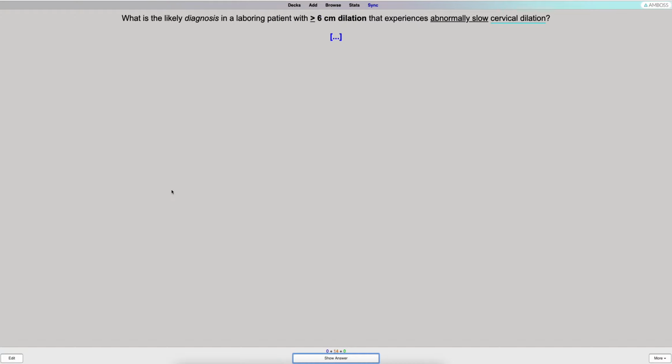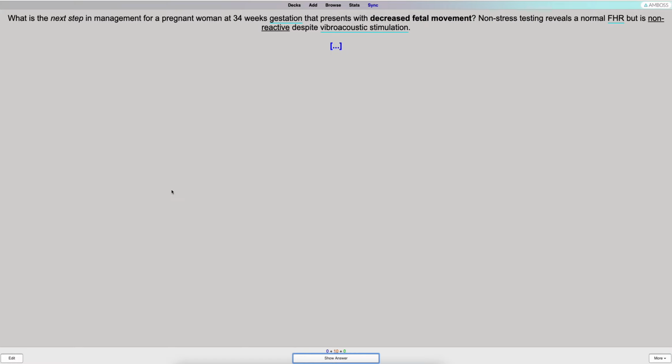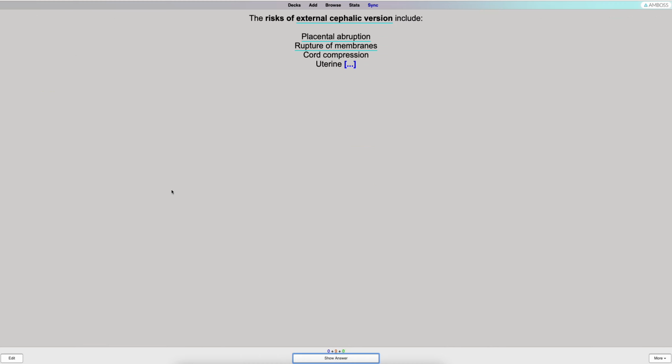Laboring patient with slow cervical dilation is called protraction of active labor. Management of IUFD before 24 weeks: dilation and evacuation. Severe twin-to-twin transfusion syndrome: laser coagulation. Fetal sex is actually known after an abortion pregnancy. Next step management for decreased fetal movement: biophysical profile testing, stress testing. Cell aggression, uterine rupture. Most common side effect of combined OCPs is breakthrough bleeding.